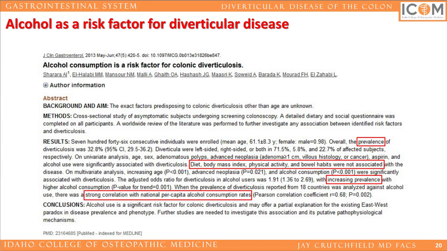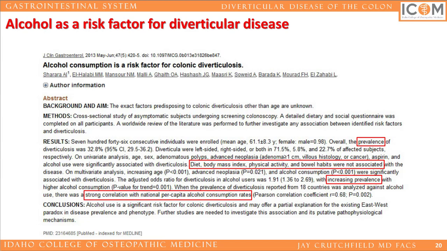Interestingly, this article points out the overall prevalence of diverticulosis was about 33% in the subjects studied. This study also found diet, body mass index, i.e. obesity, lack of physical activity, and bowel habits were not associated with the disease despite the common teaching obese individuals who consume a refined diet are at risk for diverticular disease.